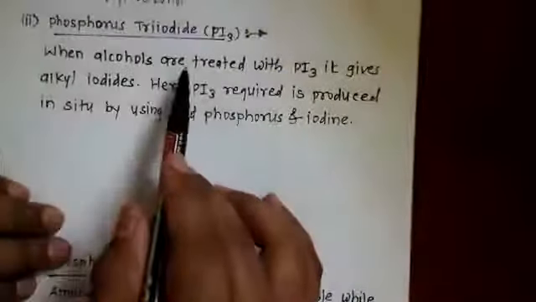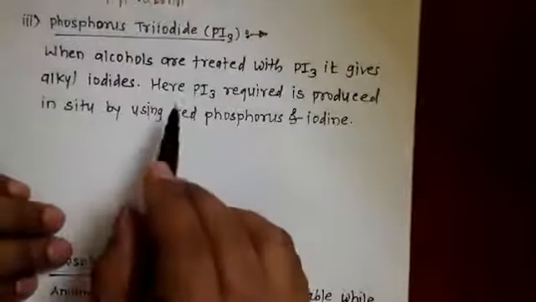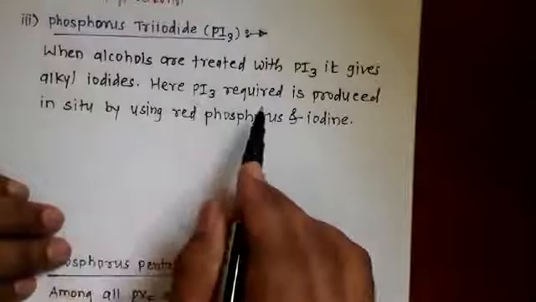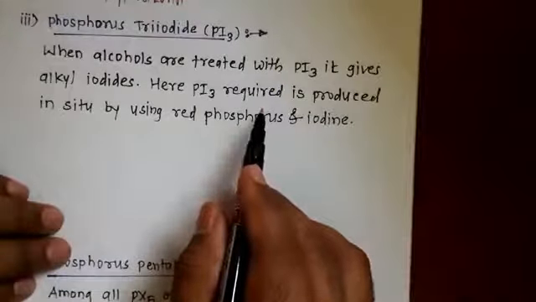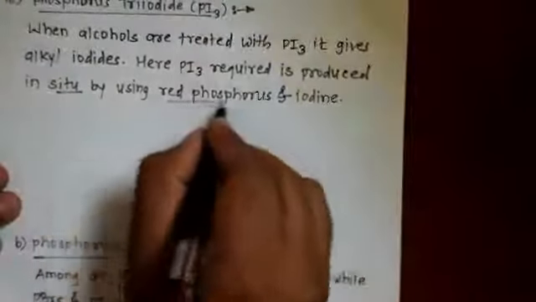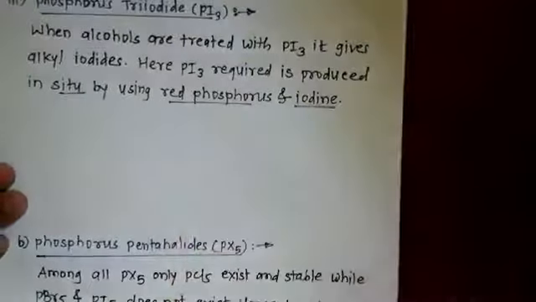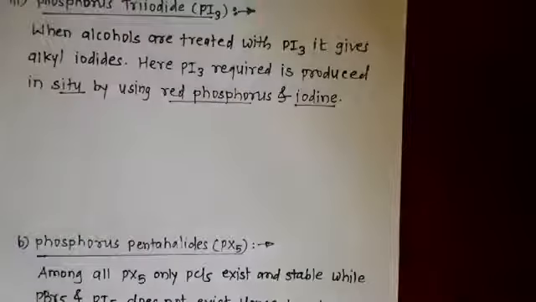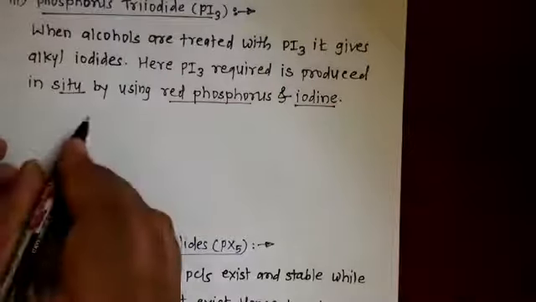When alcohols are treated with PI3, it gives alkyl iodide. Here the PI3 is required. This is also unstable, because of this it is produced in situ by using red phosphorus and iodine. It is quite similar to the preparation of phosphorus tribromide.